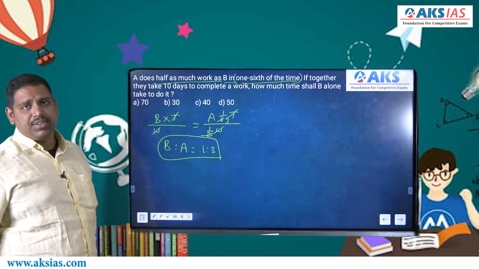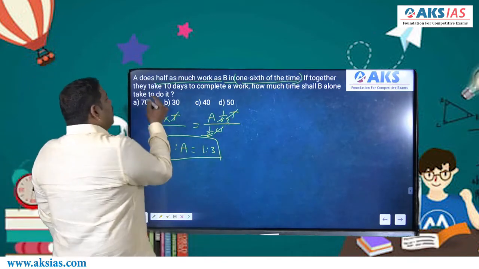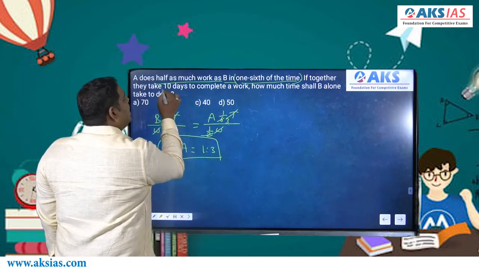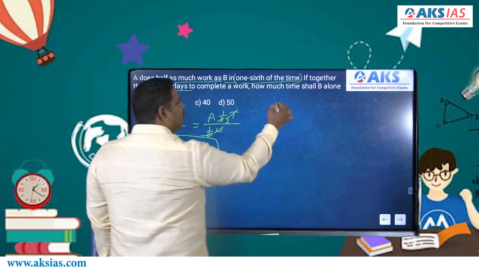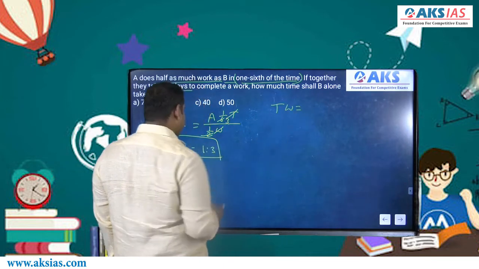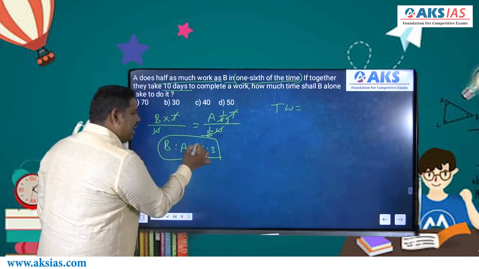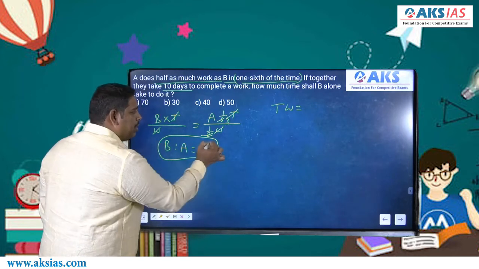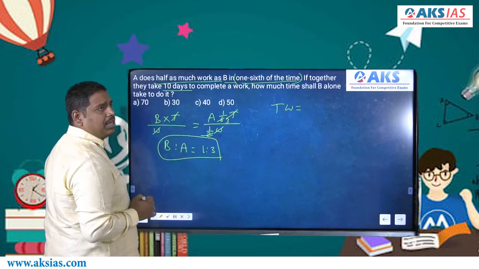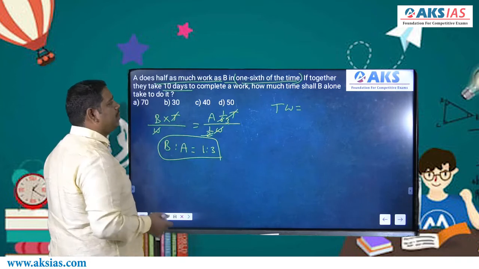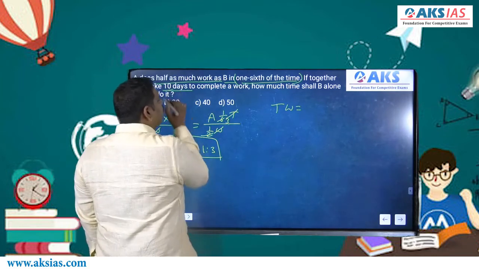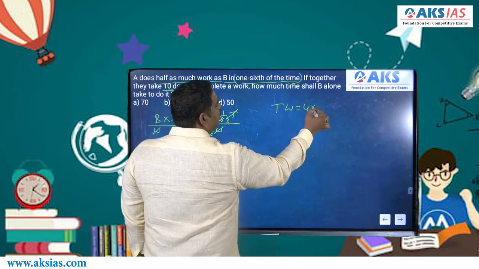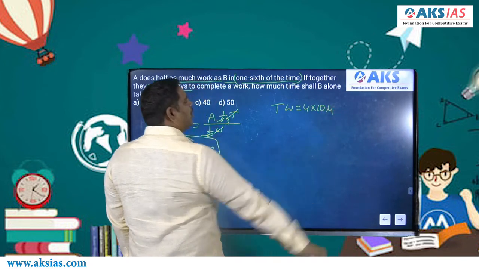This is their efficiencies. Now, if they together take 10 days to complete, total work I am going to find first. Together means per day B completes 1 unit of work, A completes 3 units of work. So together means 4 units of work. How many days do you have to do? 10 days. So 4 into 10. So total work is 40 units.